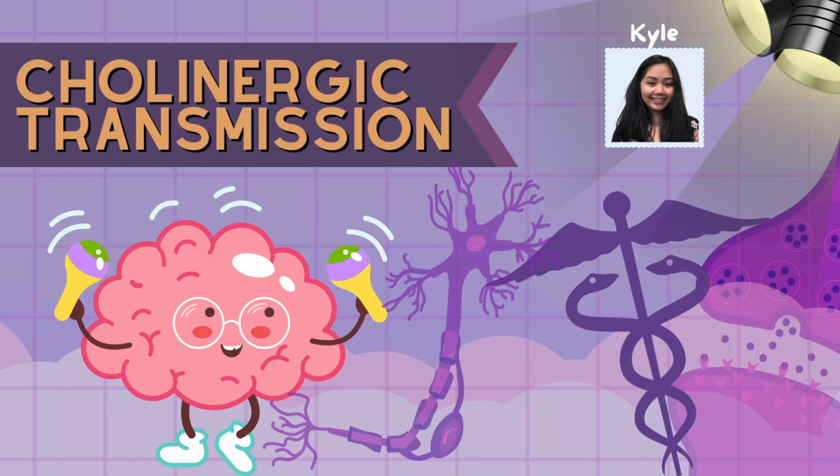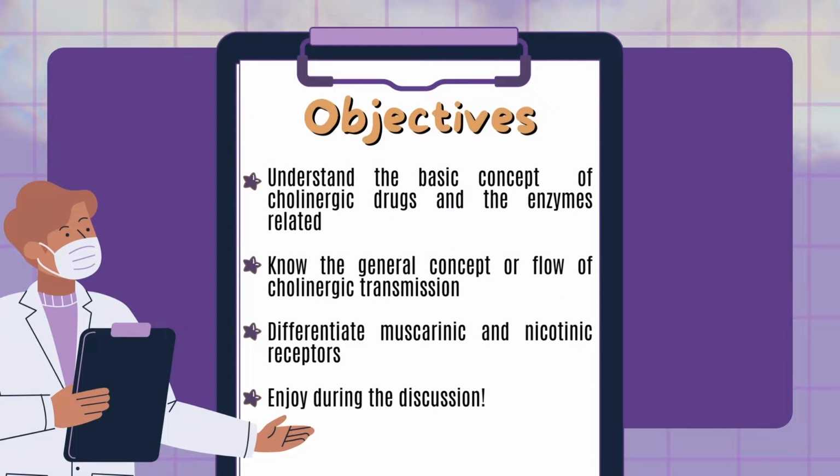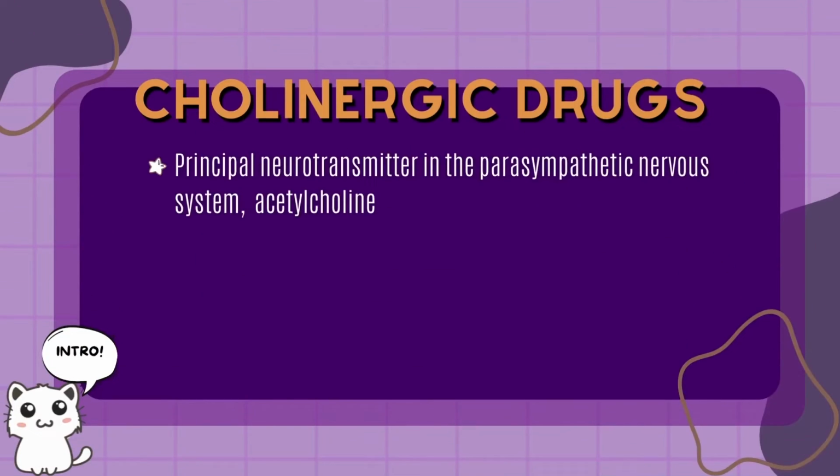Let's go! Our learning objectives along the discussion would be to understand the basic concept of cholinergic drugs and the enzymes related. Next is to know the general concept or flow of cholinergic transmission, to differentiate muscarinic and nicotinic receptors, and lastly is to enjoy during the discussion. It's always better to have fun while learning.